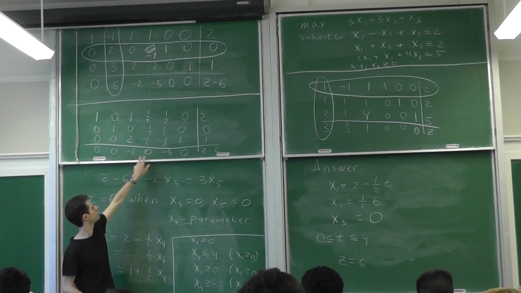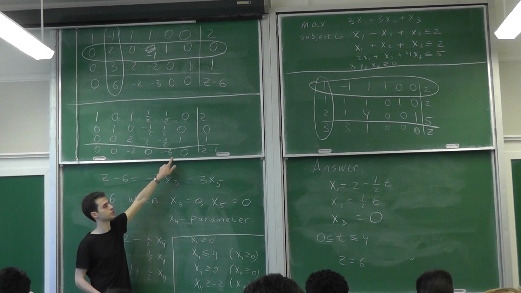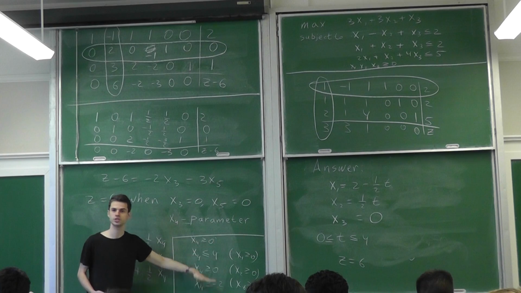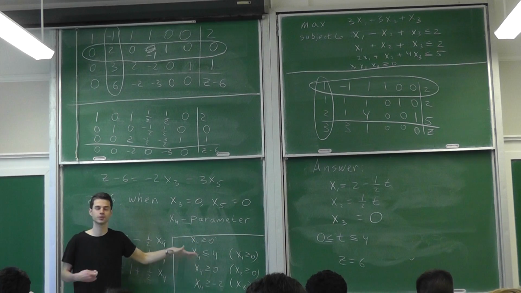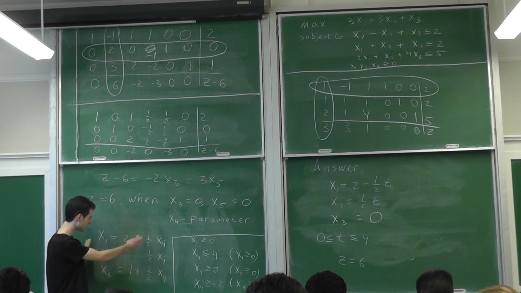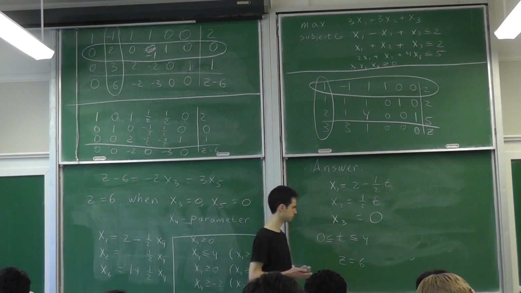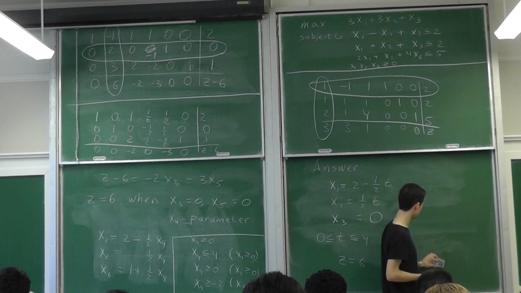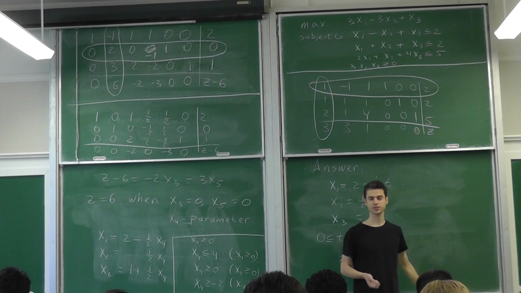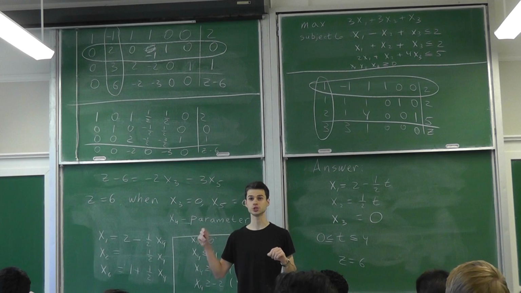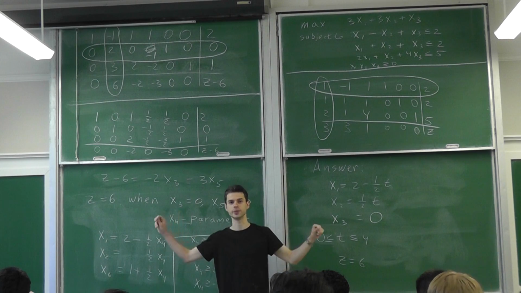So you'll set the other non-basic ones to 0. This one will be a parameter, and usually some inequalities will have to be satisfied for all the numbers to be positive. So I think it's the first example that we had where the optimal solution is not unique. We have a whole segment.